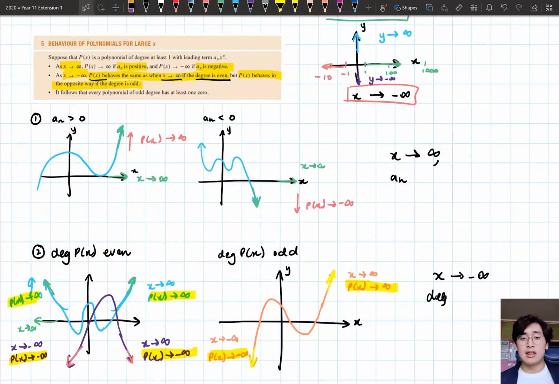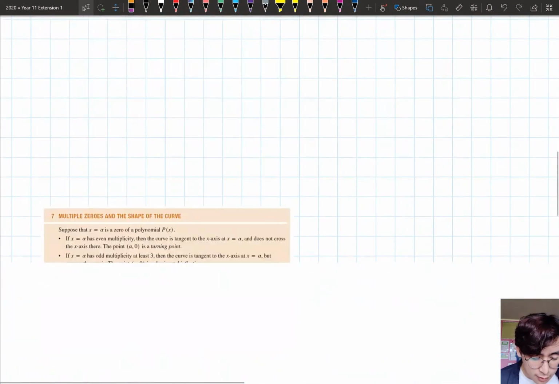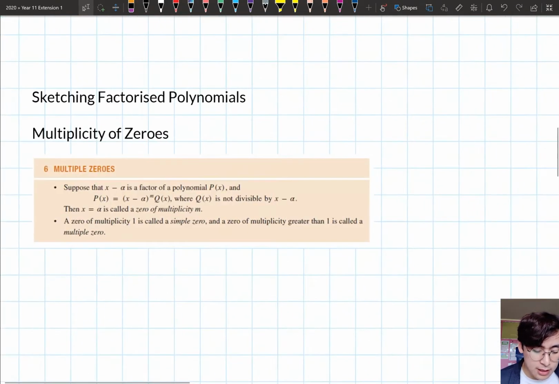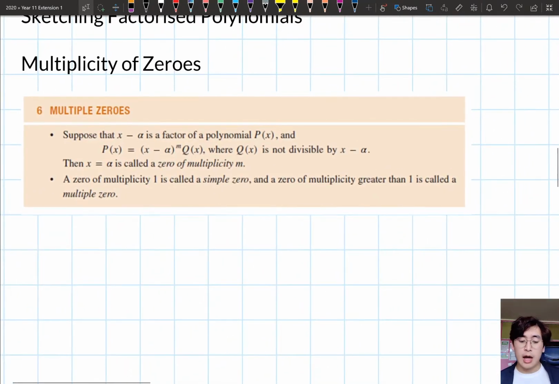Now that we've done that, the second thing we're going to look at when we're trying to graph a polynomial, and we're going to pull this all together at the end and draw a few polynomials, is a thing called multiplicity of zeros. So let's have a look at this box here.